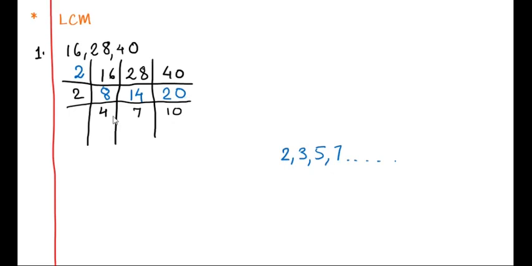Now we have got 4, 7 and 10. Now will these three numbers 4, 7 and 10 come in any single table? No, because 7 is a prime number, so it will come in 7's table. But 4 and 10 will not come in 7's table. Now we are learning how to find LCM.